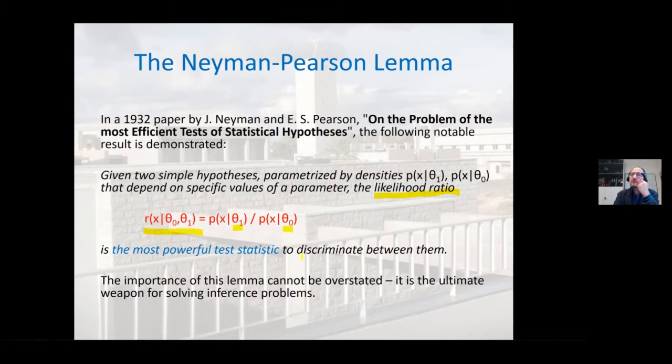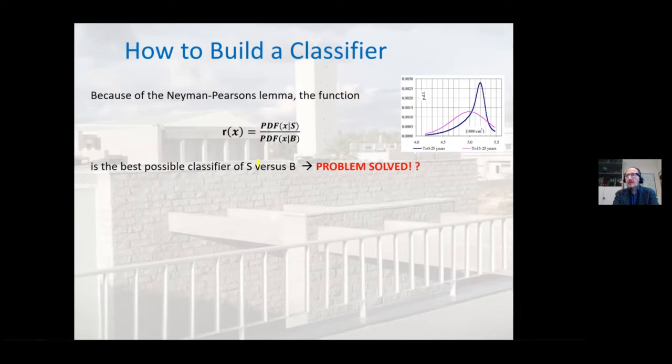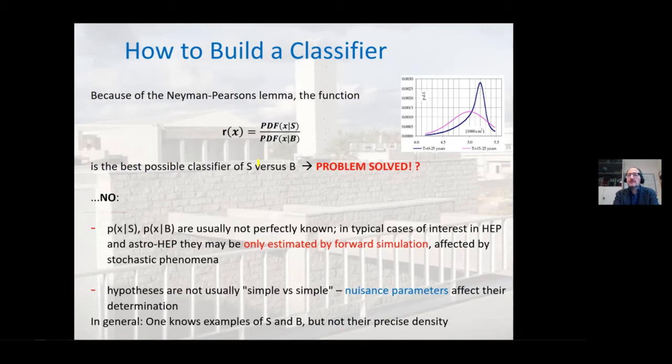But the problem is that we don't have access to these probability densities, because we only have examples from them, okay? So we can approximate the likelihood ratio. So this is what I was saying. You don't have access to the densities themselves. There are nuisance parameters that make the problem more complex, and the hypothesis test is not simple, okay?